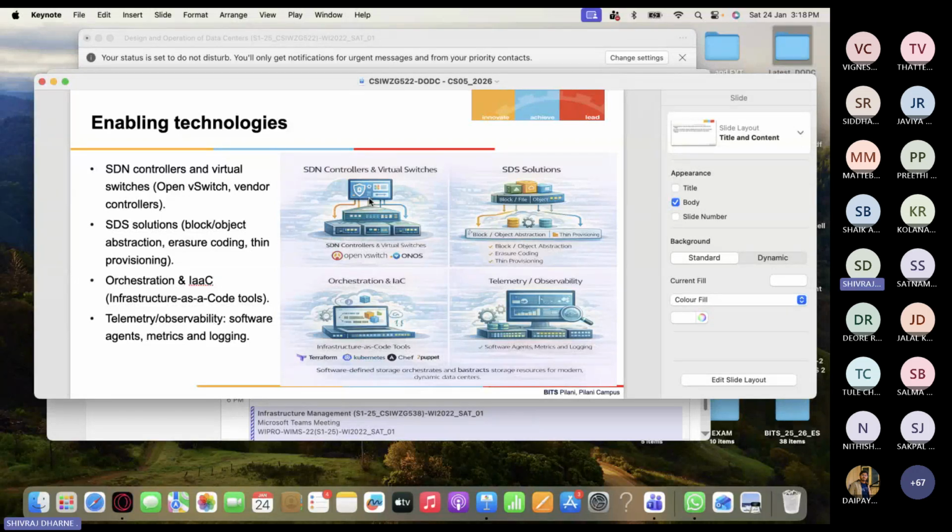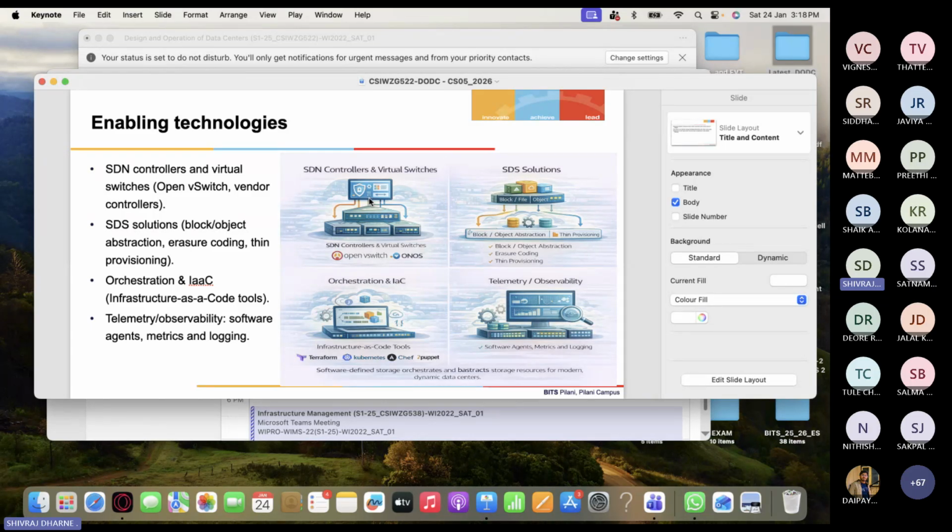From AWS, there is something called CloudFormation. Azure will have Bicep, I don't know whether you heard, or ARM. There is Ansible. There is Pulumi. There are different common IaaC tools. So maybe I will send this also as a note to you: what are the IaaC tools available today in the market?